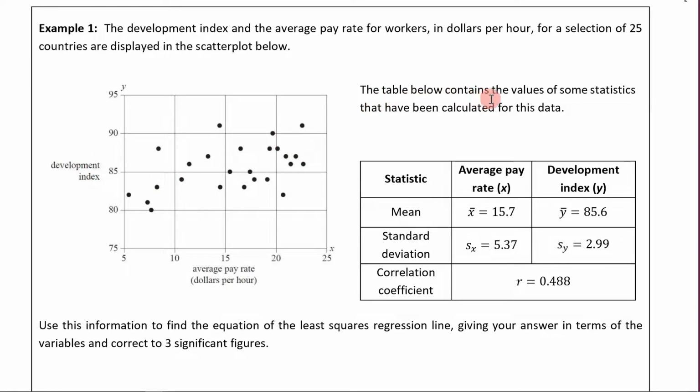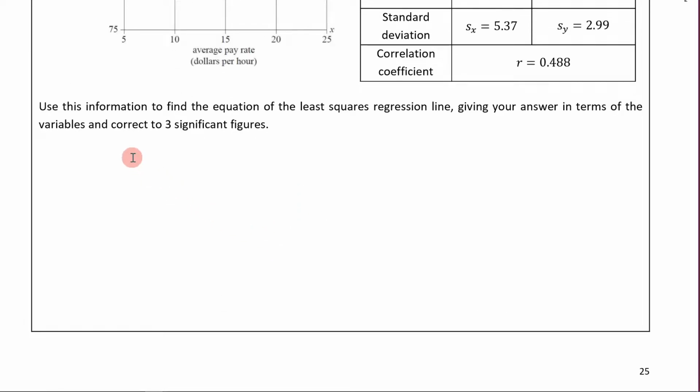The table below contains the values of some statistics that have been calculated for this data. So we have the mean of the average pay rate and the mean of the development index, and so too for the standard deviation. And we've also been given the correlation coefficient. Now, what we've been asked to do is to use this information to find the equation for the least square regression line, giving your answer in terms of the variables and correct to 3 significant figures.